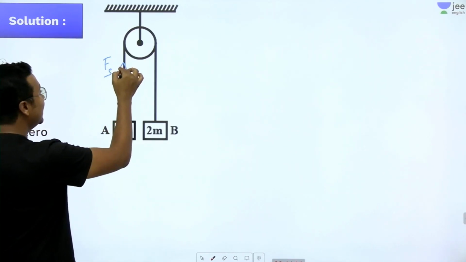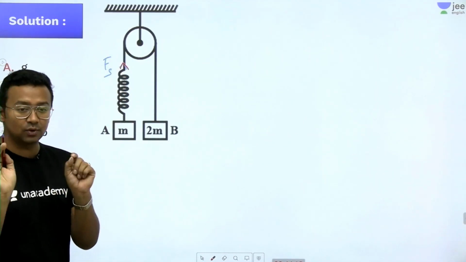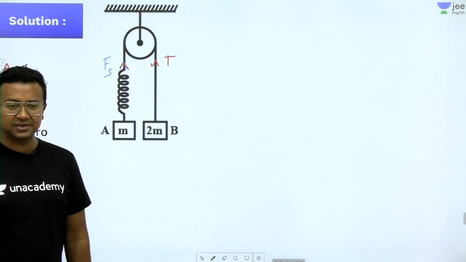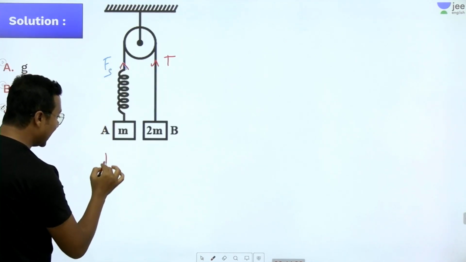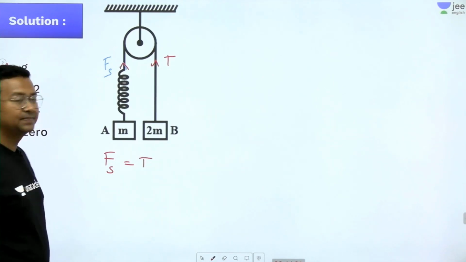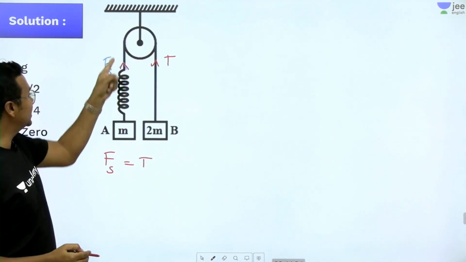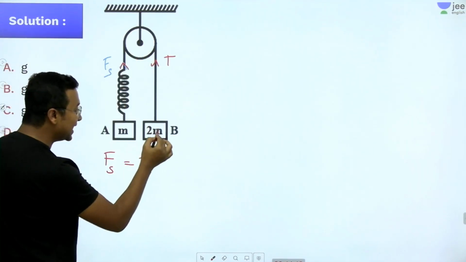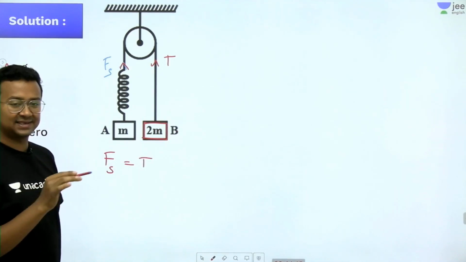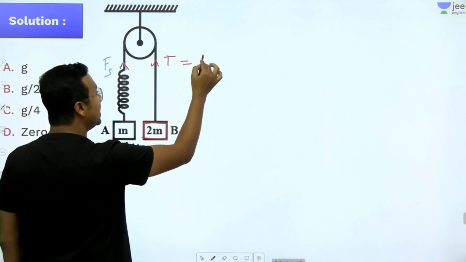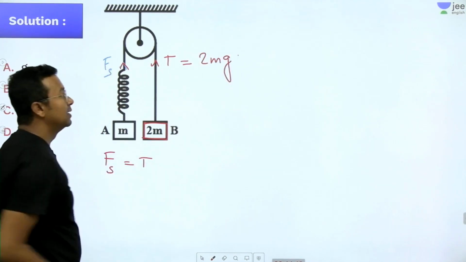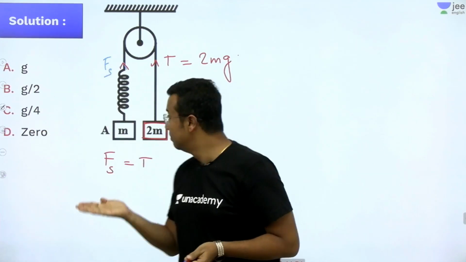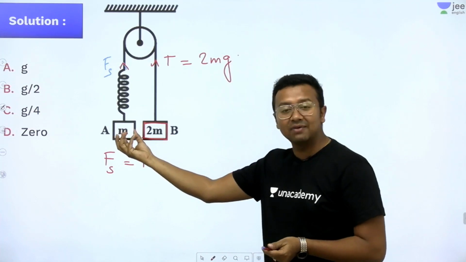So here I have spring force Fs. Now listen to the question. There will be some tension here. There will be some tension, right? Now we know that Fs will be equal to this tension because in between there is nothing else. So whatever is the spring force in this spring will be equal to the tension out here, right? Now they are saying that this 2 kg block is at rest. That means the tension should be equal to 2 mg. Fine enough.